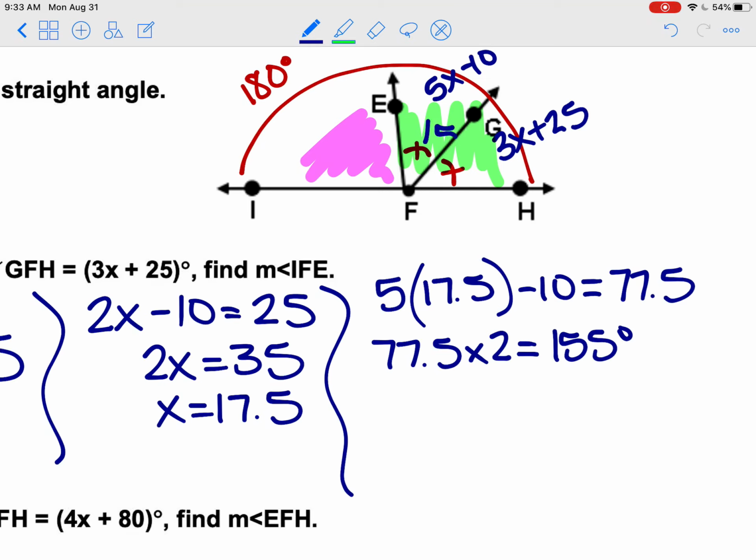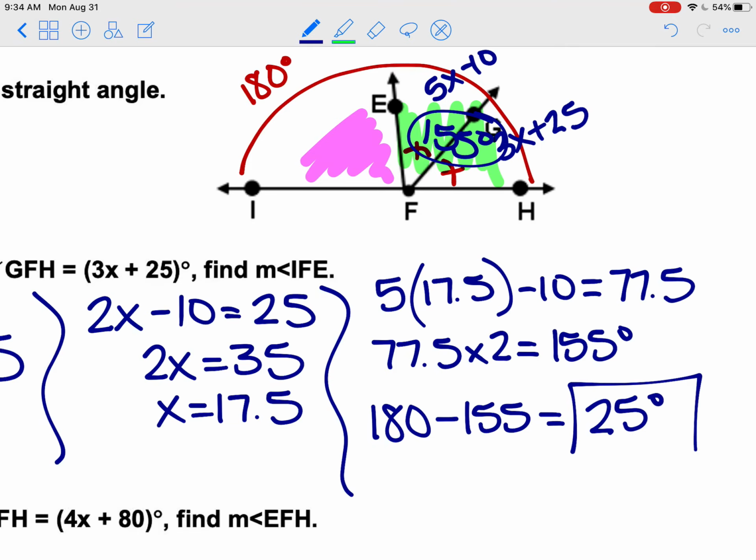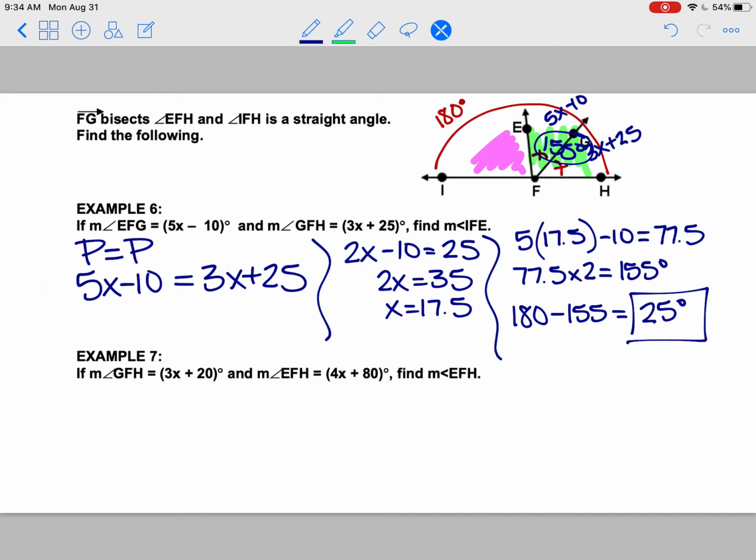So that means together, these two are 155. But again, that's not what they're asking for. They're asking for IFE. And so if it makes a straight angle, we would say 180 minus 155 degrees gives us 25 degrees. And that's what they're looking for. Always pay attention to what the question is asking you to find. It may take several steps, but make sure you're looking at what it's asking you to find.